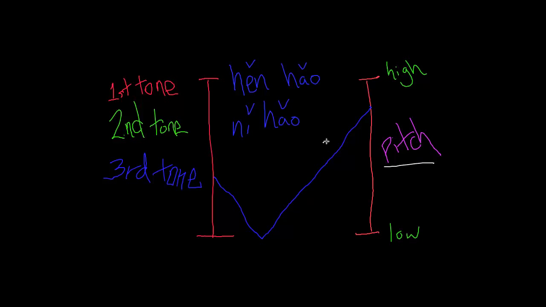But there's a difference between what we say and the actual tone. If there's two third tones next to each other, the first one actually is pronounced as a second tone and not a third tone. So we don't say 很好, we say 很好, and we say 你好. Alright, that's enough with the third tone. Let's move on to the fourth tone.